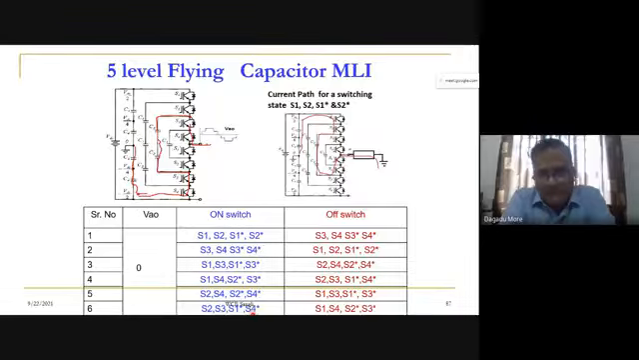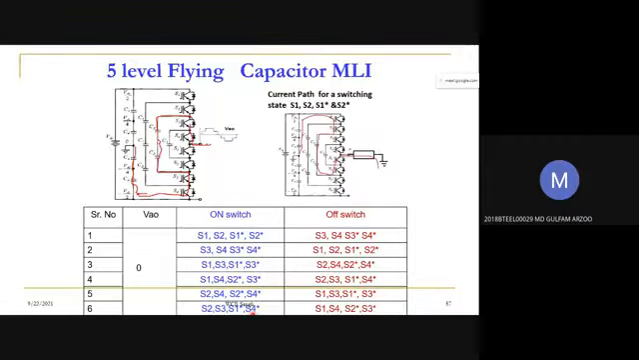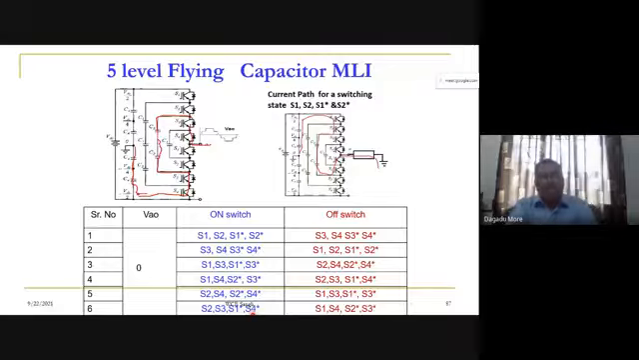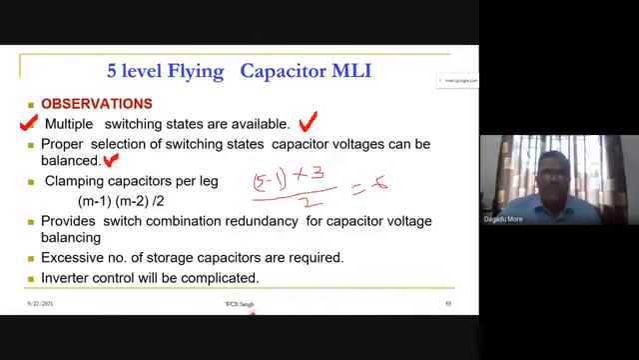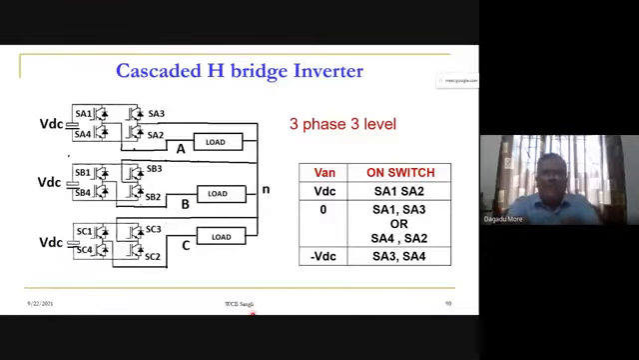Any doubts? No, sir. Okay, so this is the second topology we have discussed, and now we are going to the next topology, which is the cascaded H bridge multi-level inverter. You can call it MLI. So our next topology, which will be the last topology in the multi-level inverter, is the cascaded H bridge multi-level inverter.